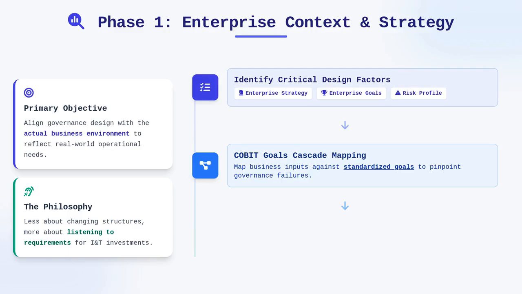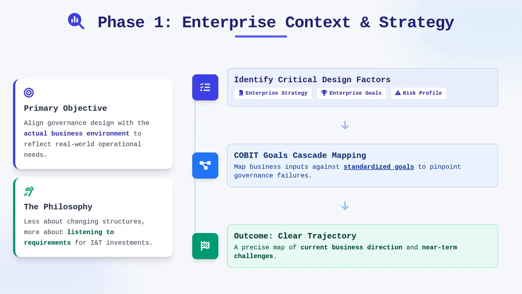This phase is less about changing structures and more about listening to what the enterprise requires from its information and technology investments. Successfully completing this step means you have a clear picture of the current trajectory of the business and the specific challenges that governance must address in the near term.